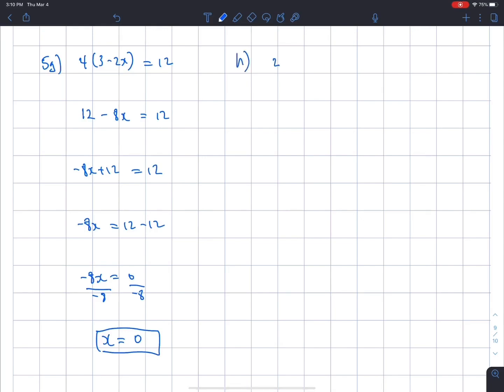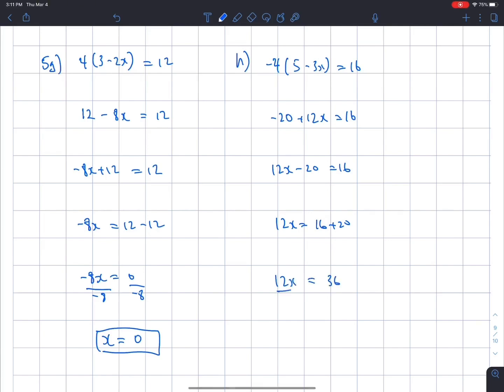H. Negative 4 bracket 5 minus 3x equals 16. We multiply in, we get negative 20 plus 12x equals 16. So 12x minus 20 equals 16. 12x equals 16 plus 20. 12x equals 36. Dividing both sides by 12, we get x equals 3.